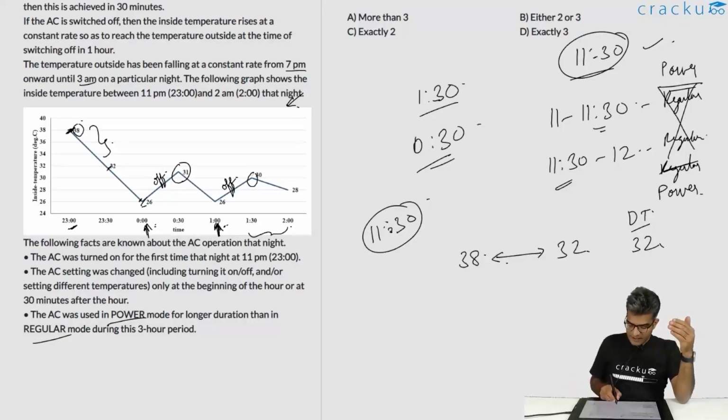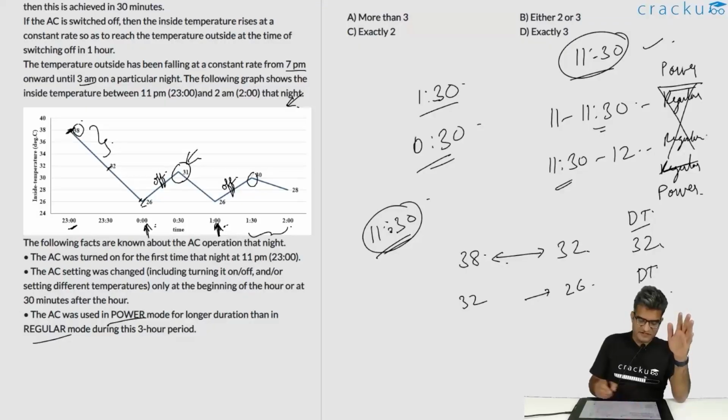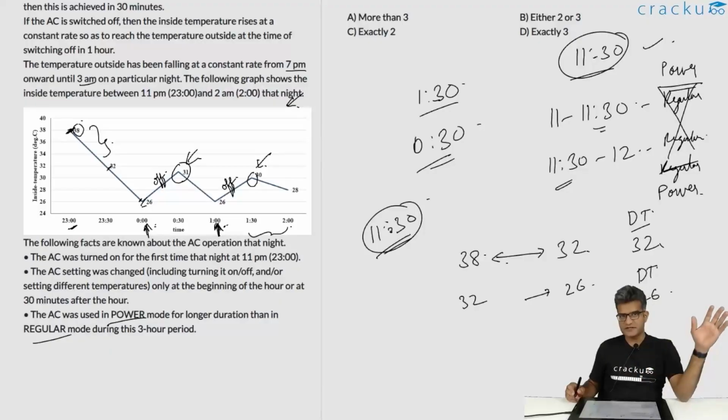Now at 11:30 it was 32 and at 12 it became 26. So this would imply that now at 11:30 the temperature was changed and the desired temperature was put to be 26. So even if both of them are power, we can conclude that the temperature was changed at 11:30. Just to reiterate, let me again explain what we are actually saying. We are saying that definitely the AC was switched on at 12:30, definitely the AC was switched on at 1:30. There is no confusion there. Definitely at these two times the AC was switched on because the temperature is going down much faster than outside.